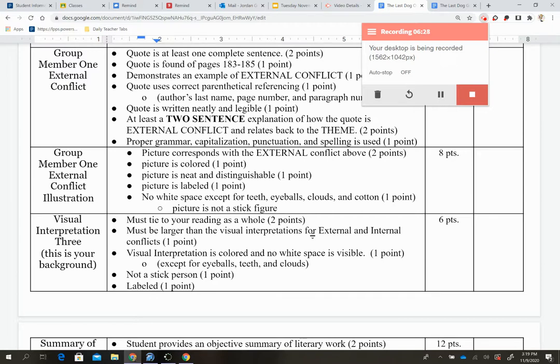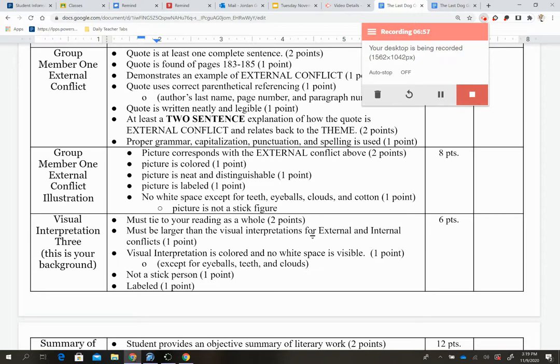They're in a dome in a desolate world, or a world that's just now starting to recoup itself or get better from too much pollution. Because of that, you're not going to draw a nice green lush forest. You're going to draw maybe a few green trees, but nothing major. You could draw the dome as part of your background as well. It must be larger than the visual interpretations for external and internal conflict. So this one's going to take up a majority of your poster.